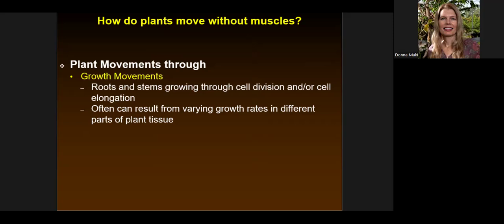But we're also going to see within one area of the plant body, you can get this varying growth rate. And I'll give you some examples of that soon. So we're going to come back to this idea of gravitropism and phototropism as we explain this varying growth idea.